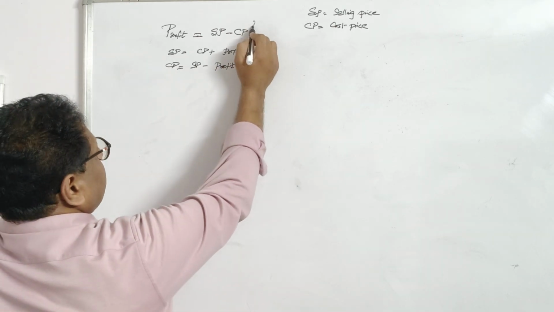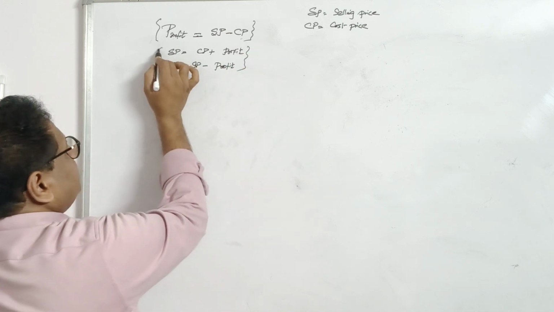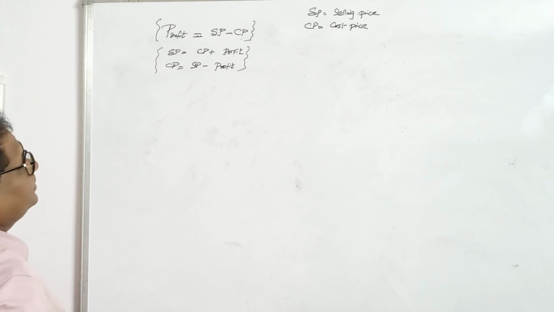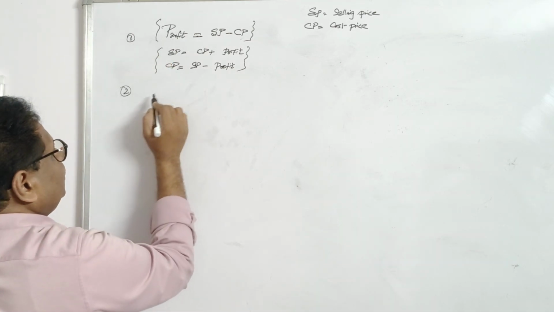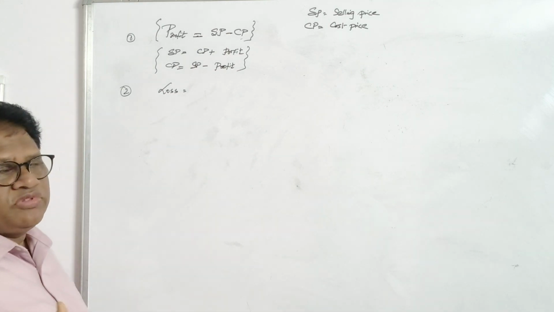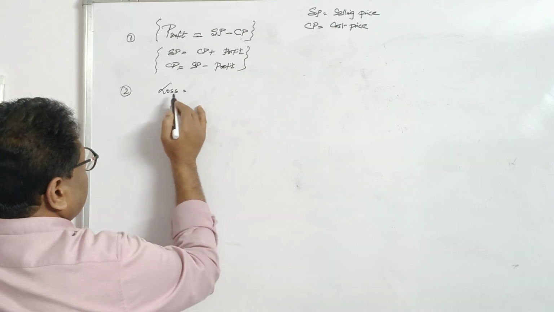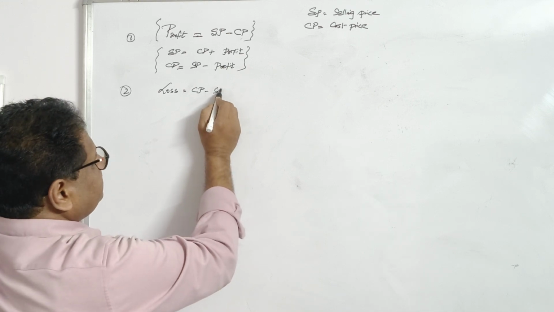So if you know this particular condition, you can get these two conditions by shifting the parameters from left to right. Now second, what is the condition for loss? That means if the product is sold at less than the cost price, it is loss. So loss is equal to cost price minus selling price.